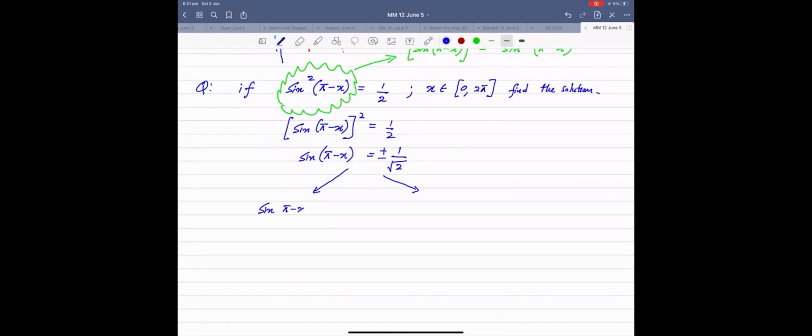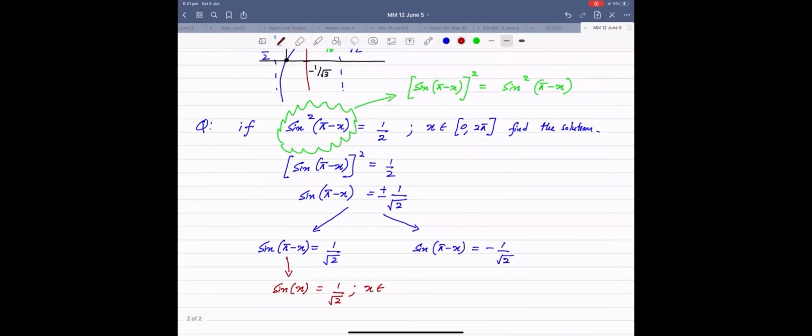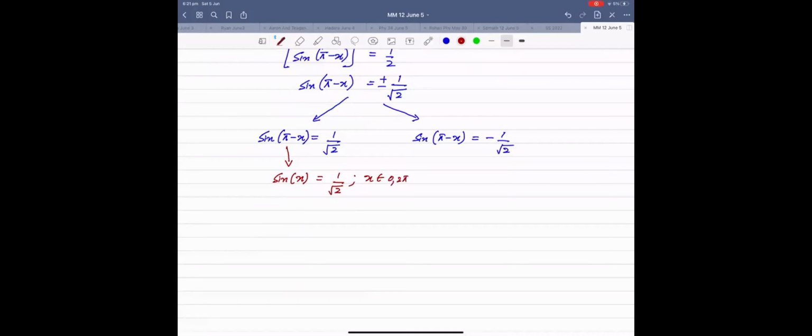Sin(pi minus x) is equal to 1 divided by square root 2, and sin(pi minus x) is equal to minus 1 divided by square root 2. Okay. So now quadrant formulation is applied. Sin(pi minus x) is sin x, which is 1 divided by square root 2 with your domain. What is the domain? I gave you 0. Here again, sin x is minus 1 divided by square root 2.